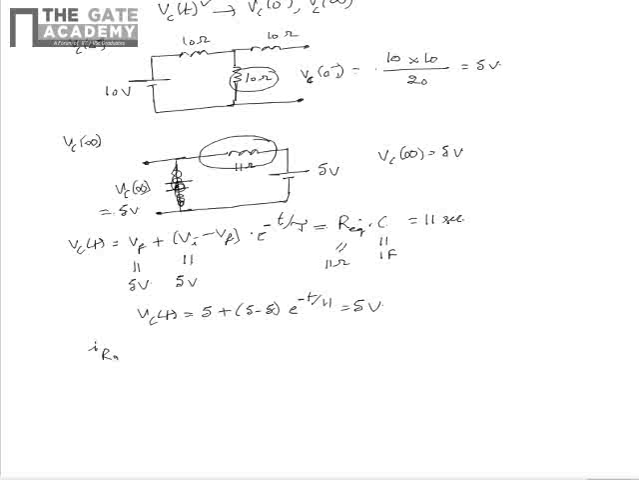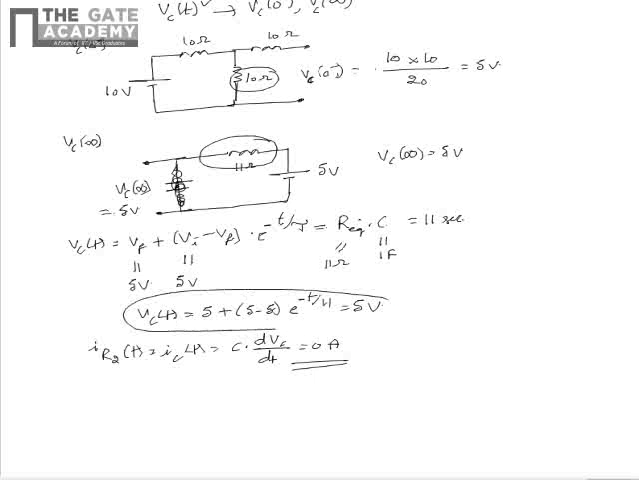From this we see that IR2 of t is equal to IC of t, which is equal to C multiplied by dVc by dt, that is equal to 0 ampere. So IR2 of t for t greater than or equal to 0 is 0 ampere because of the constant voltage across the capacitor. From this we see that the correct option which represents the IR2 of t is D.